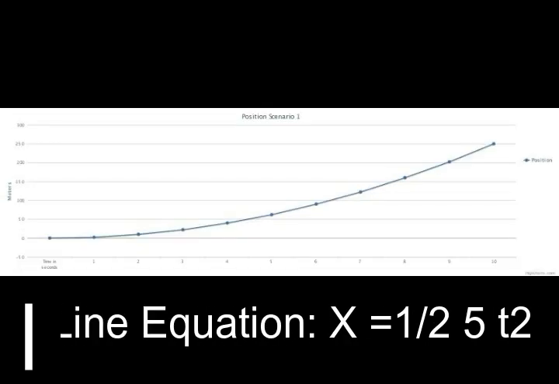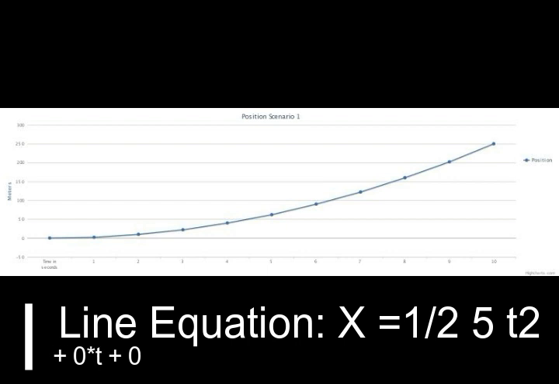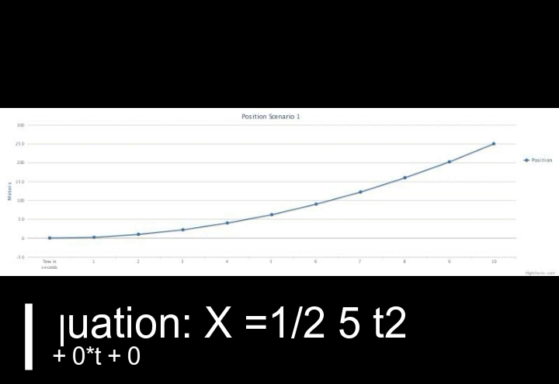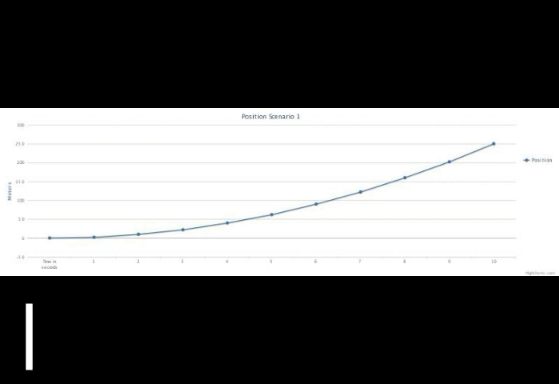The position graph is a quadratic function. This position changes more rapidly as the velocity increases. The position is 1/2 times 5 times t squared, plus whatever the initial velocity times time is, plus whatever the initial position is. In this case, those can both be ignored since the initial velocity and initial position are 0.